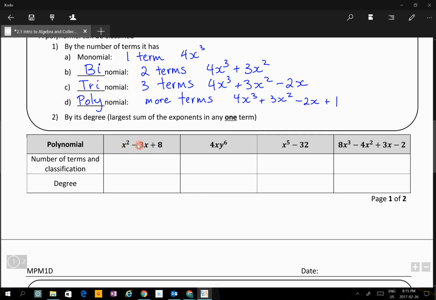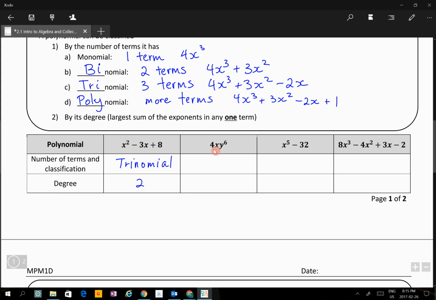So we have here three terms for x squared minus 3x plus 8. So this is a trinomial. What about its degree? Well, if you look at each of these terms, you look for the term with the variable with the highest exponent. So I have an x squared here, and I have a 3x. The x squared is much higher, so I'm going to use this term here, and this term is going to tell me that this entire polynomial is of degree 2. An exponent of 2 means we have a degree of 2.